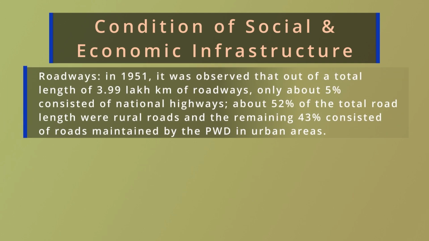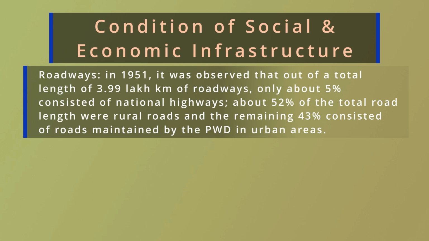So far as roadways are concerned, in 1951 we find that the total road length in India during that time period was about 3.99 lakh kilometers. Out of that, only 2% constituted the national highways, and 52% of the total roadways constituted rural roadways. That means they were not all-weather roads, and most of the roads were not connected with the main highway. Therefore, due to this paucity of economic infrastructure, our industries could not expand during that time period.